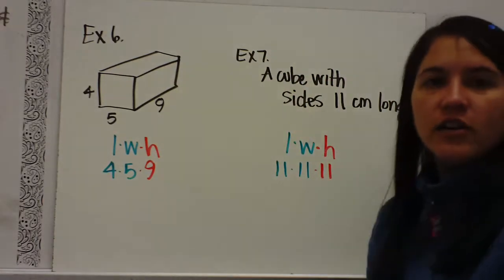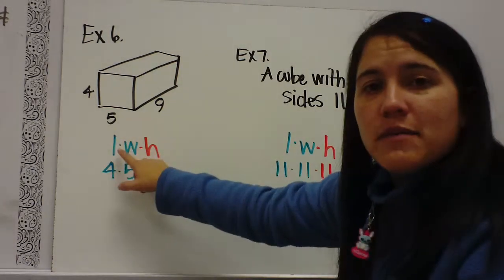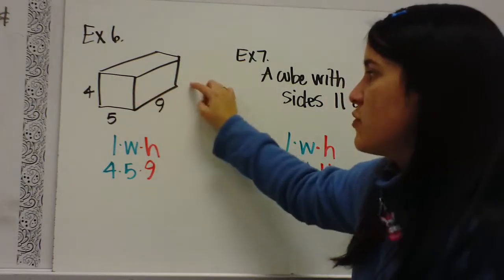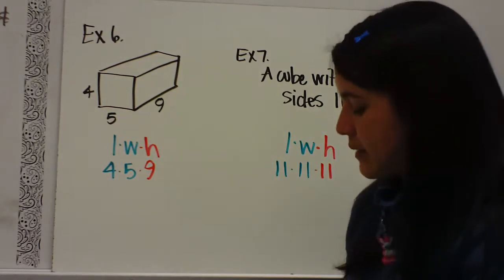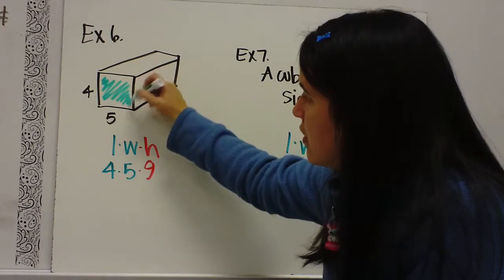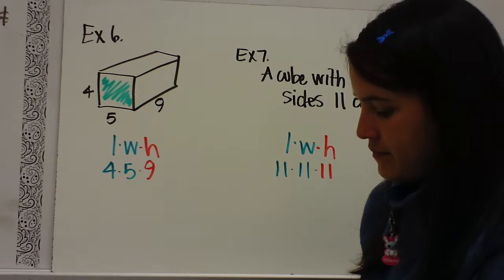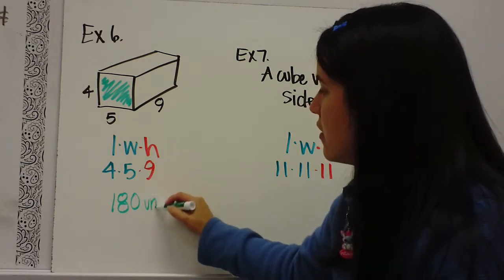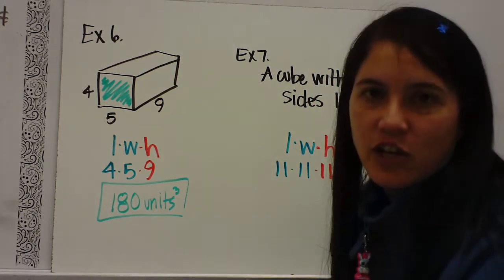So the last ones are the rectangular prisms. The volume is length times width, that is base area, times the height of the prism. So right here, my length and width of the rectangle, I'm going to shade it in so you can see. The base is this right here. So 4 times 5 times 9, when we type that in, we're going to get 180 units cubed. 180 units cubed.